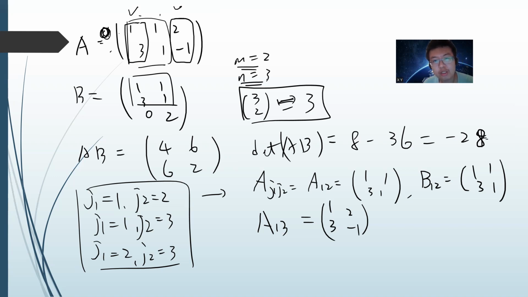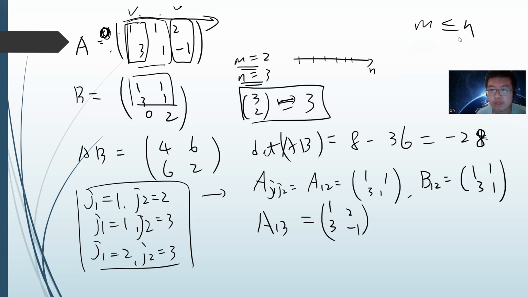Basically, since n is larger than m, this is n, and you take m of it. So in general, m should be at most n. Otherwise, you cannot do anything.